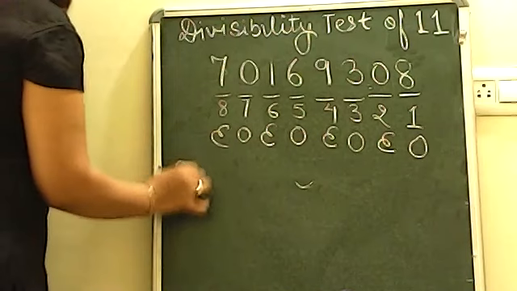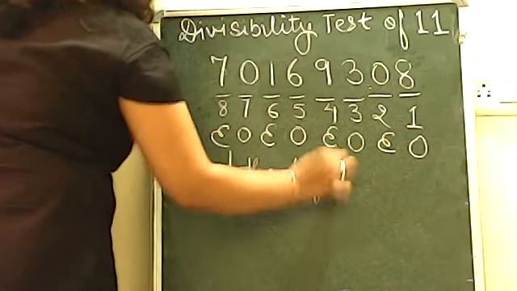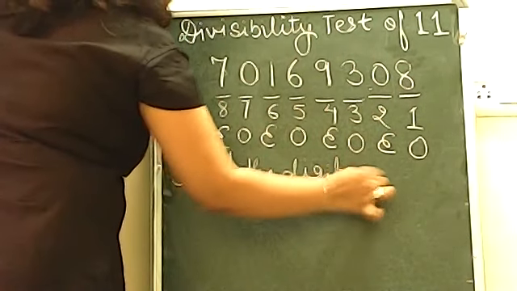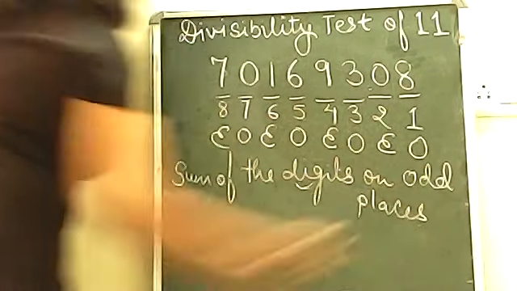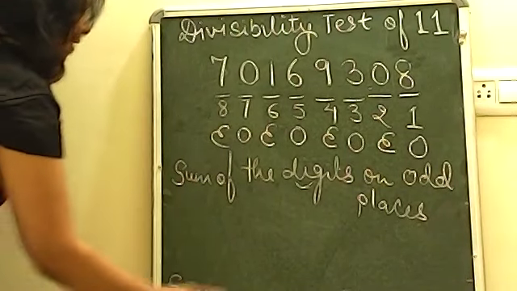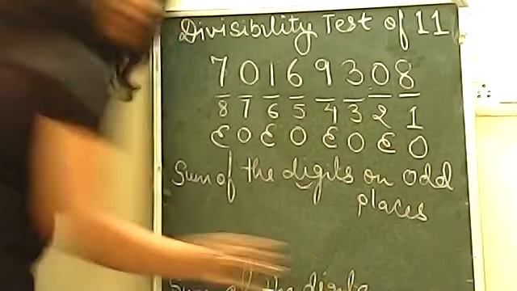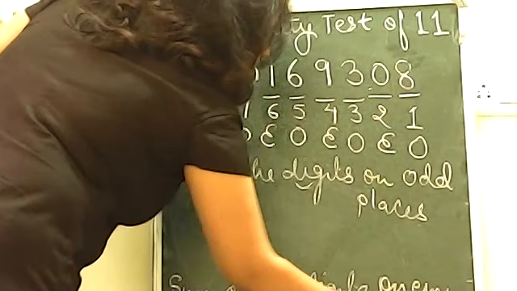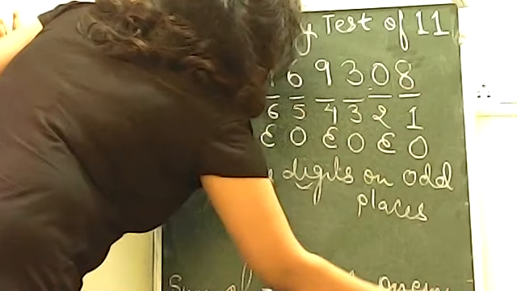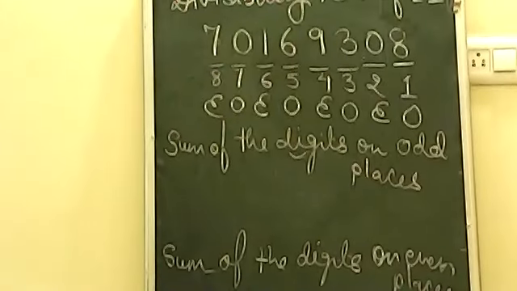You have to take the sum of the digits on odd places, and one more time you will take the sum of the digits on even places. Now let me explain this. For example, if you talk about the first part, the sum of the digits which are written in odd places.